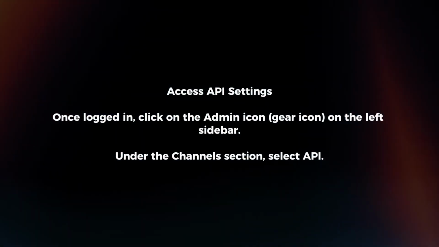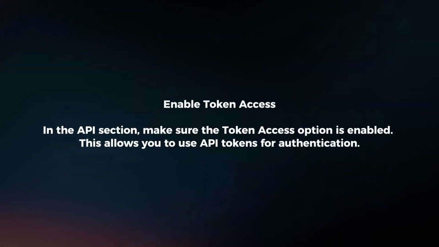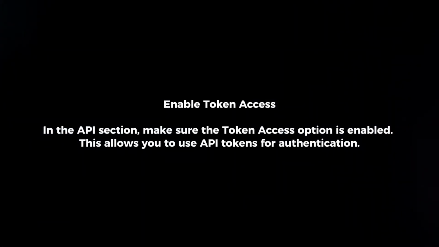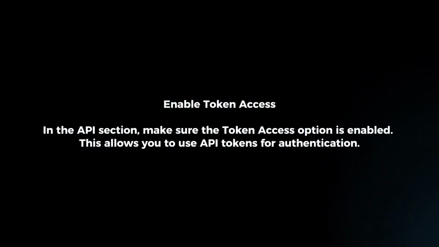Under the channel section, select API. Enable token access. In the API section, make sure the token access option is enabled. This allows you to use API tokens for authentication.